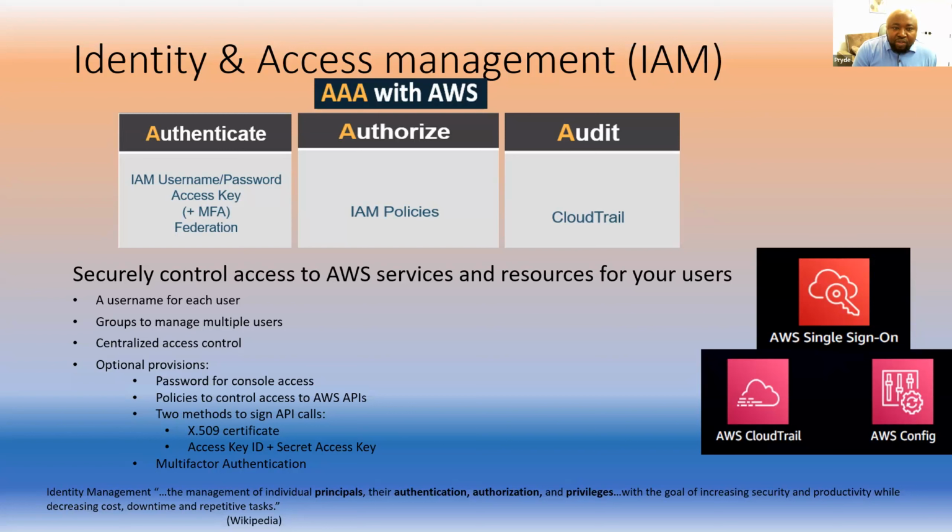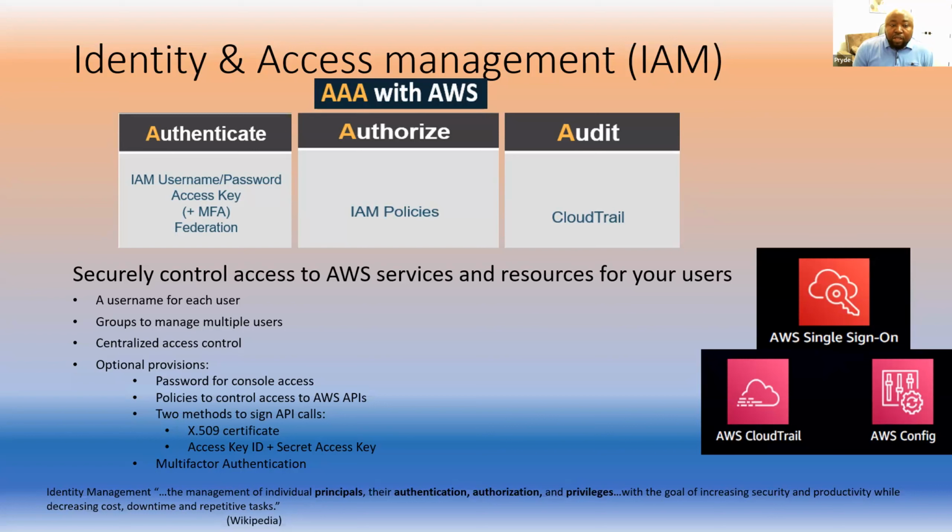So for identity and access management here in Amazon Web Services, we can talk of the AAAs. It means you authenticate, you authorize, and you audit. These are the principles that are applied within AWS IAM. AWS provides this mechanism or services which you can use to make sure that there's authentication.